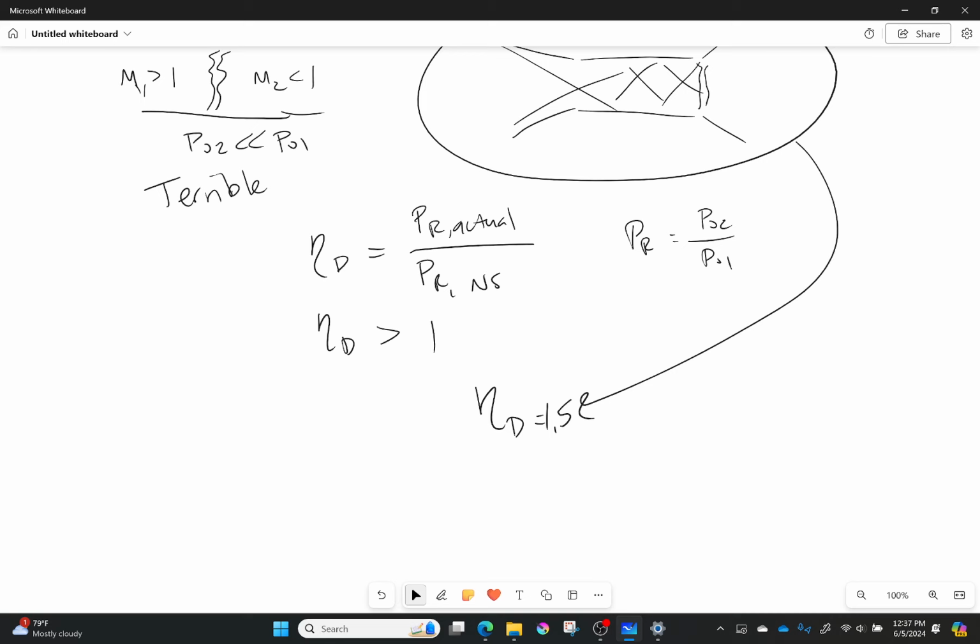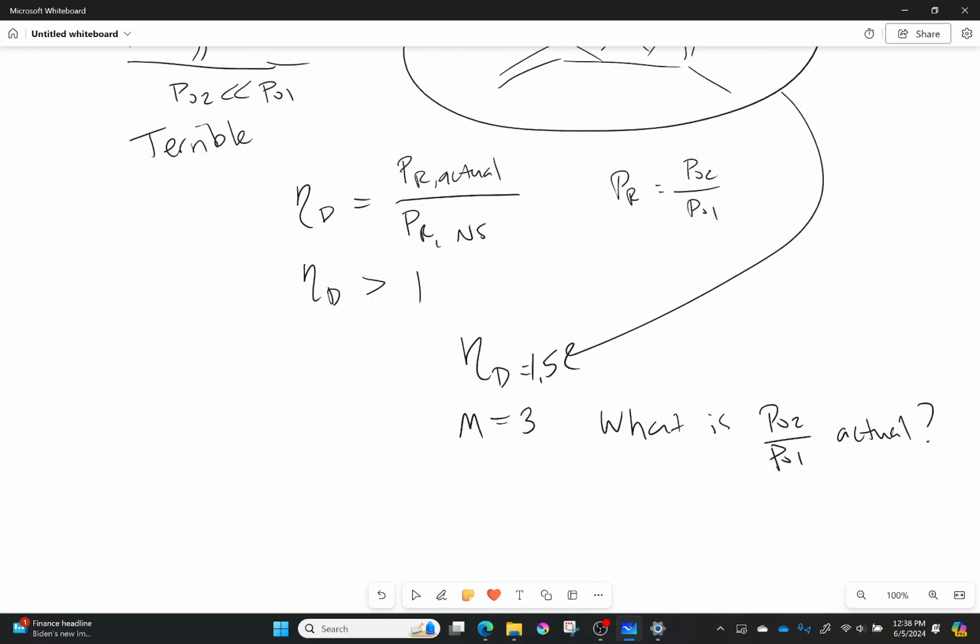And let's say that it is working at a Mach number that is equal to 3. So my question would then be, what is my pressure ratio? What is P02 over P01 for the actual situation? Now, this is not actually a hard problem to solve. All we have to do is we first need to figure out what happens for a normal shock, okay? What happens for a normal shock? So we're going to find that.